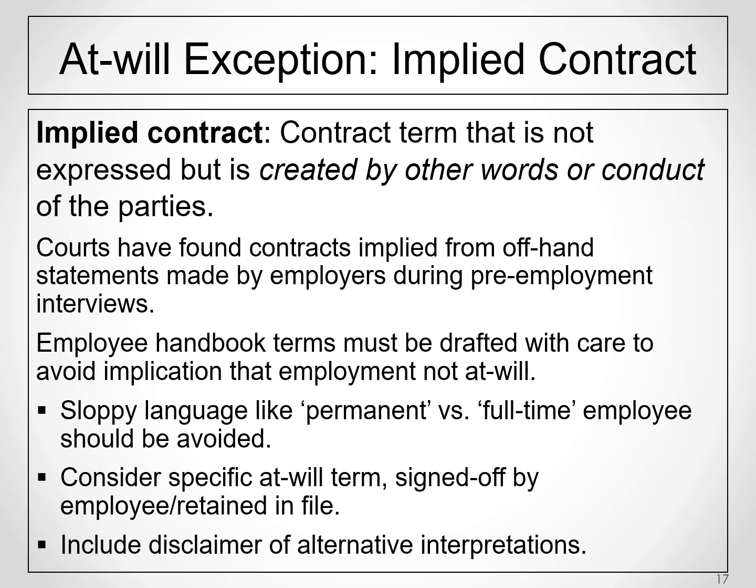So a similar exception is implied contract. It's a contract term that's not expressed but created in other words or conduct of the parties. So primarily an implied contract arises from the acts of the parties. The acts leading to the creation of an implied contract can vary from situation to situation. So you really have to look at the details of the particular situation to see if there is an implied contract here, and therefore not an at-will, but maybe a contract employee. Courts have found contracts implied sometimes by statements and actions made by employers during an interview. For example, it can also maybe be found in handbook terms.